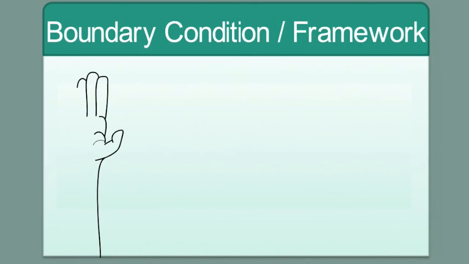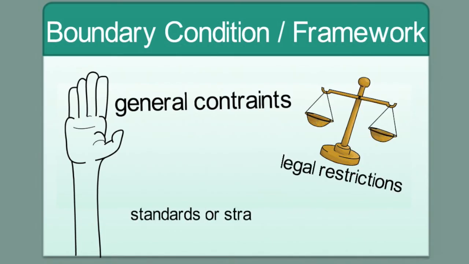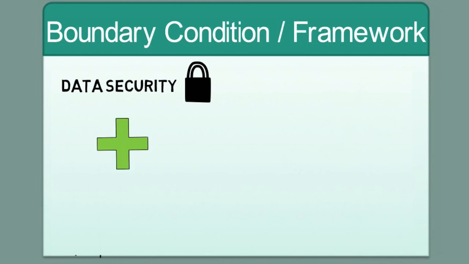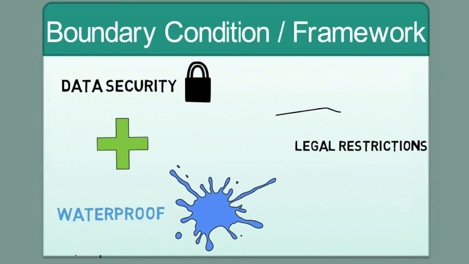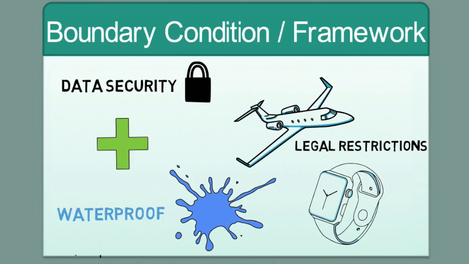The boundary conditions describe general constraints which cannot be directly influenced by the product developer. Thus, it may contain legal restrictions, standards, or strategic relationships which need to be considered. A big issue concerning the Apple Watch is the guarantee of the data security. Furthermore, the wristband has to be compatible to health. The Apple Watch is up to 50-meter waterproof. Also, legal restrictions have to be considered. To use the Apple Watch in an airplane, it has to be set in flight mode to prevent interaction with other techniques.